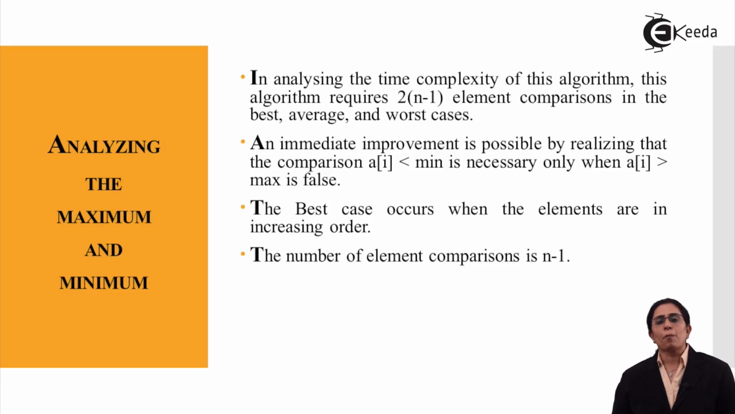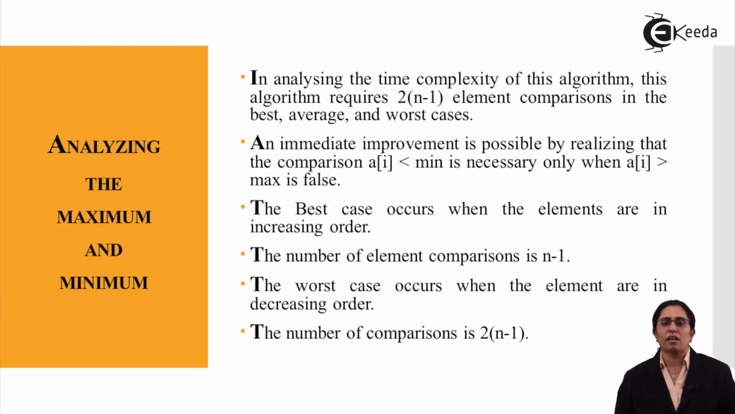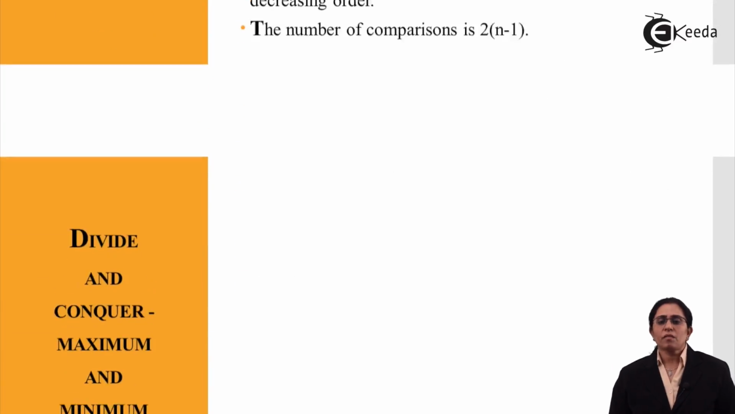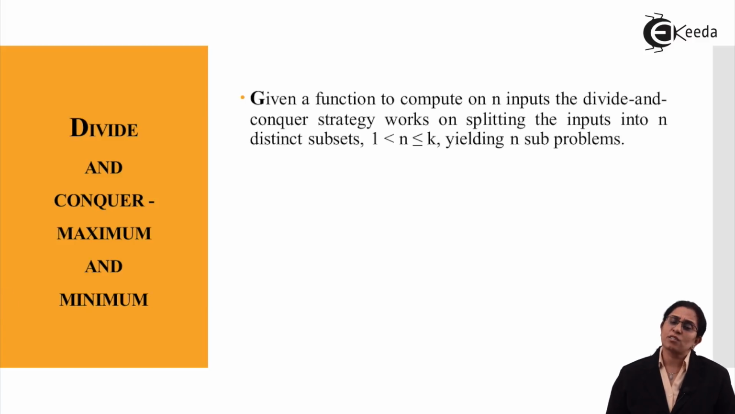We can take it either as an increasing order or the decreasing order. The number of element comparisons will be n minus 1. That is, for my sorted array list, finding the minimum or the maximum will be very, very easy. The worst case occurs when the elements are in the decreasing order. So, in either case, it will be either best or worst for minimum or maximum. But if my array list is in the ascending or descending order, finding minimum and maximum becomes a little easy. The number of comparisons of 2n minus 1 will be reduced to n minus 1.